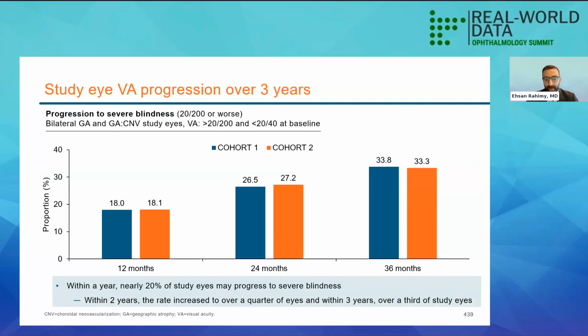And then as we looked at progression rates and the risk for severe vision loss, by year 3, nearly 1/3 of study eyes in both cohorts had deteriorated to vision of worse than 20/200 in each cohort that were not previously in that group at baseline. And bear in mind with the methodologies, these were the patients' better seeing eyes. So this is meeting the criteria for legal blindness at this point.